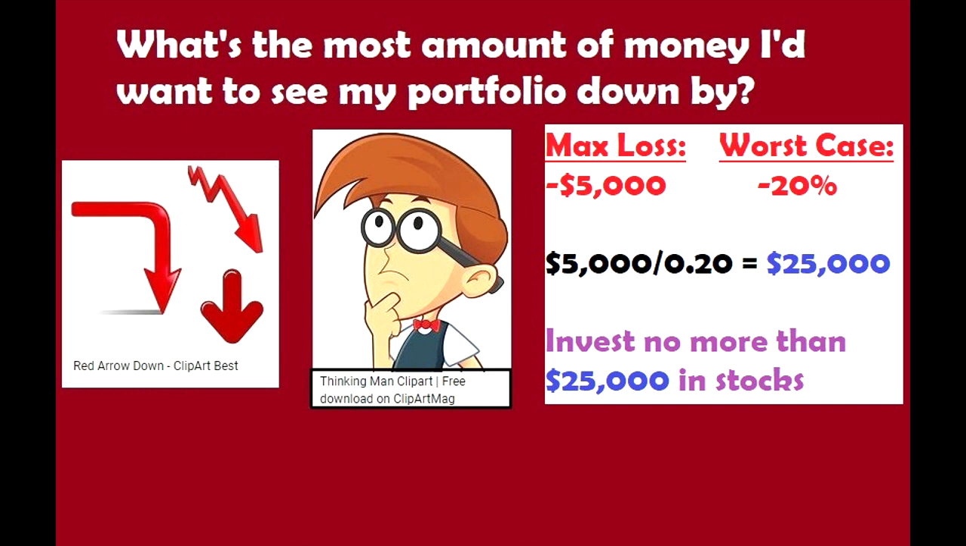So the formula is: decide the max loss in dollars that you'd ever want your portfolio to be down by, and divide that by the percentage drop that you think would be the worst case scenario for your stocks. And the resulting number is how much you should invest at most into stocks.